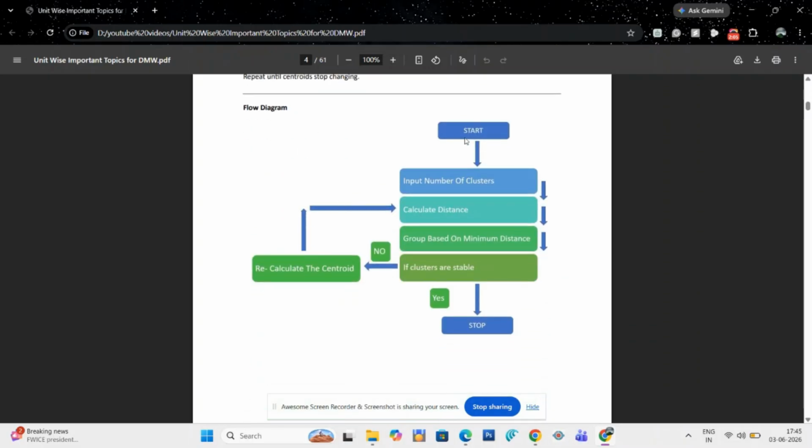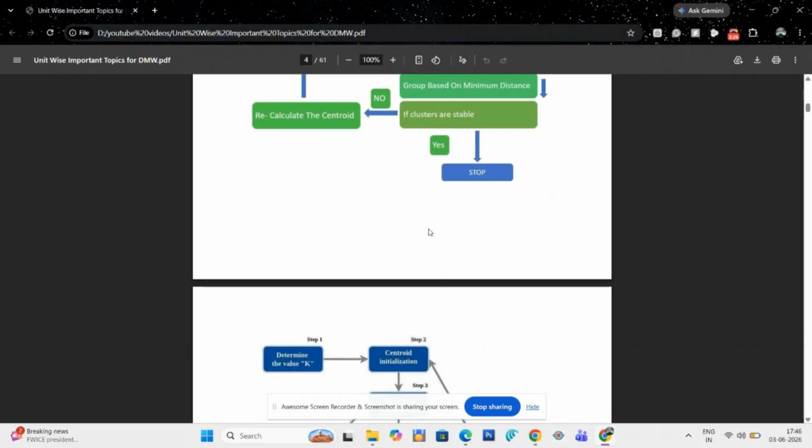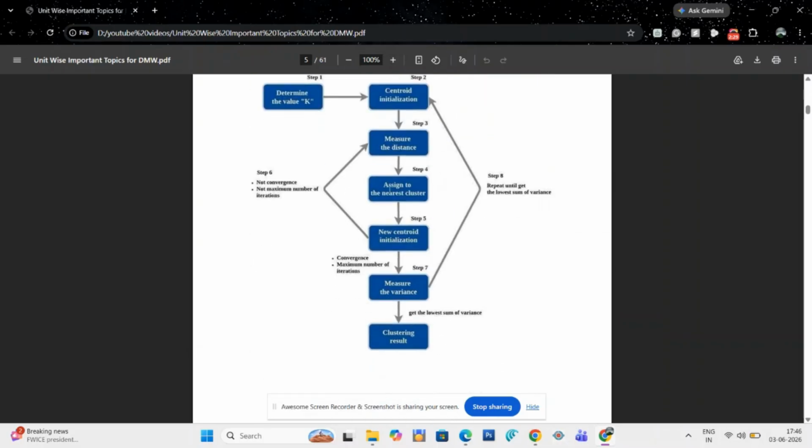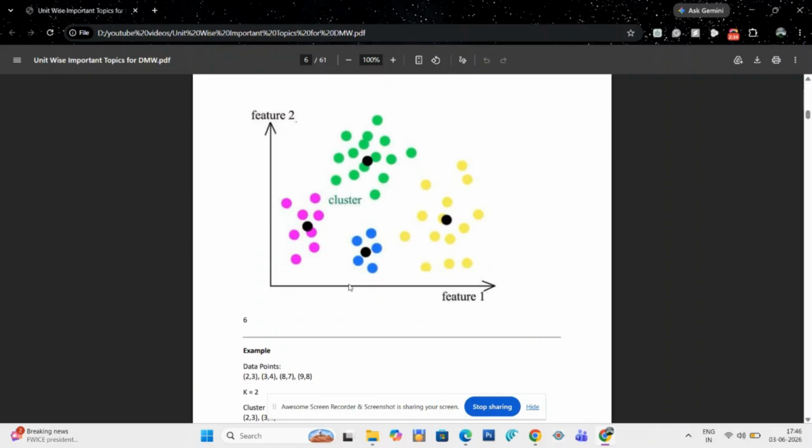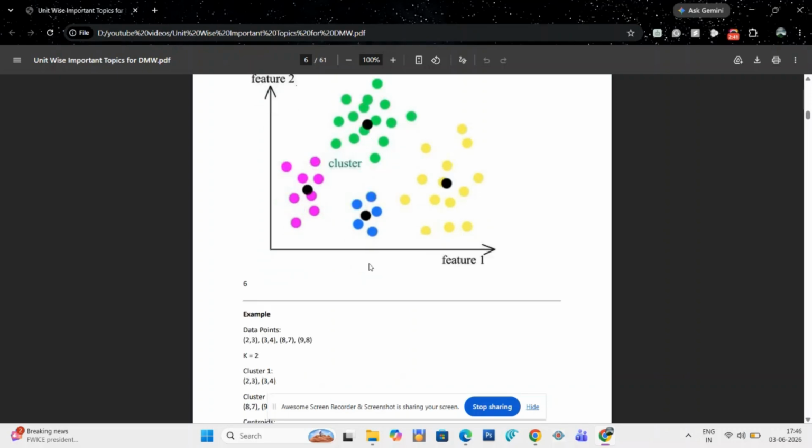The flow diagram: first is start, then input the number of clusters, then calculate the distance between the centroids and the data points, then group based on minimum distance, and if clusters are stable, yes, then stop, otherwise recalculate the centroids, calculate the distance again and iterate. This is also the flow diagram. Then this is our chart, in which these black dots are our centroids and all these points are our data points, with feature 1 and feature 2.